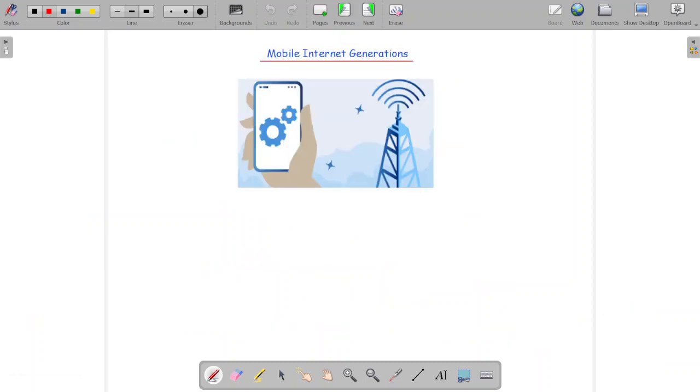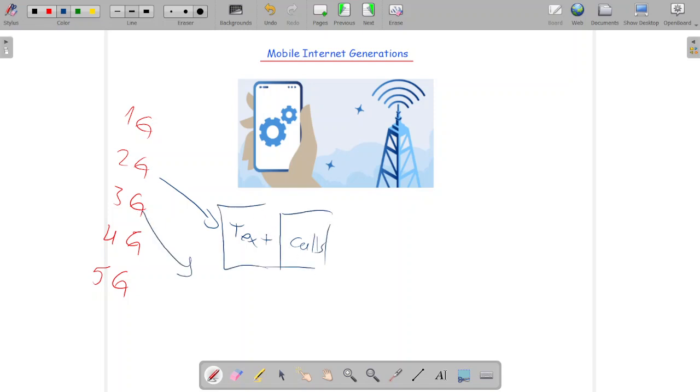The other topic was talking about mobile internet generations, and you remember that we talked about generations. I asked you to do research about these different generations. Until this point, we have around 5 generations of mobile internet connectivity. Each one of them has its differences and its weaknesses. We said that in 2G there was only text and calls, nothing else.